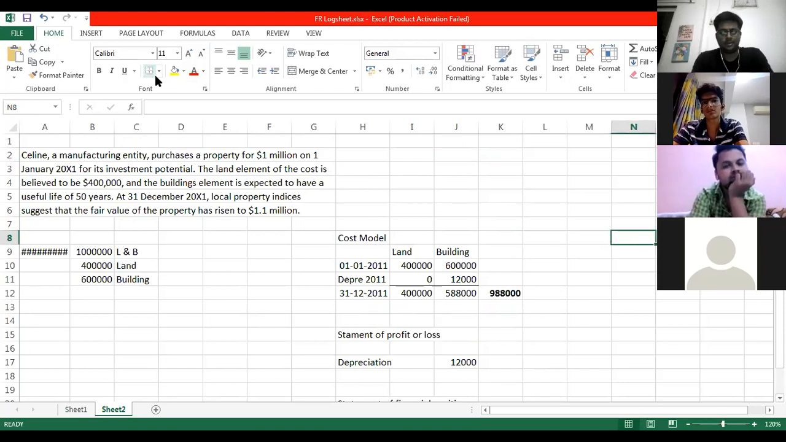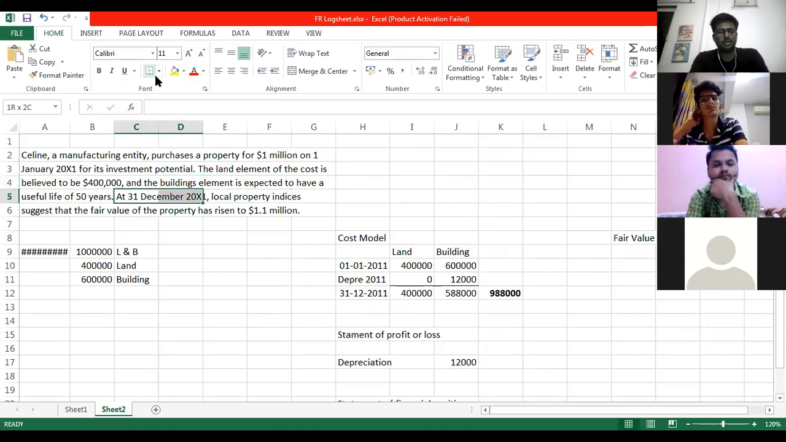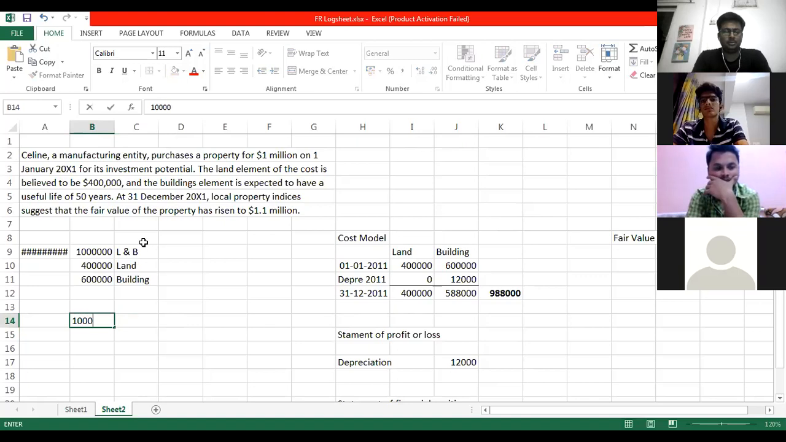Now say if we are following the fair value model. Fair value model, what is given? Manufacturing entity profit potential, land cost is 4 lakh, building element has this. On 31st December 2011, local property indices suggest that the fair value of the property has risen to 1.1 million. So previously value was 10 lakhs, now value has increased to 11. So there is a surplus of 1 lakh, this minus this.